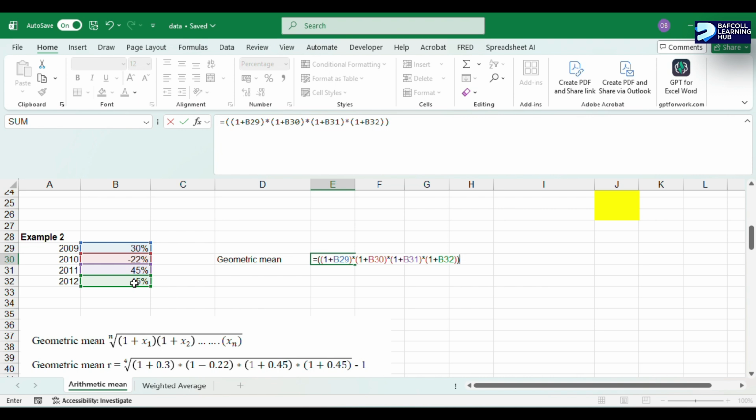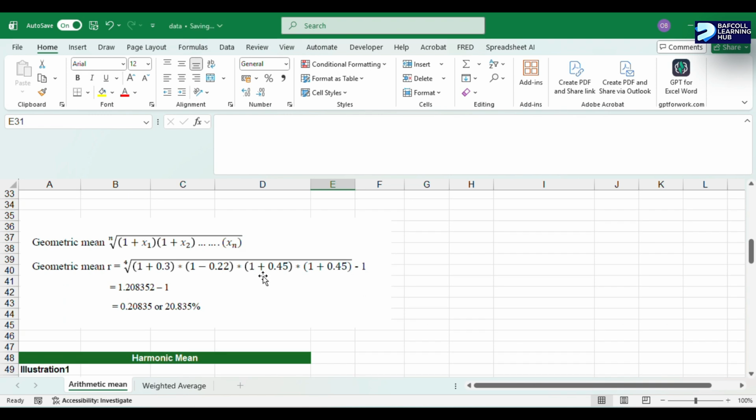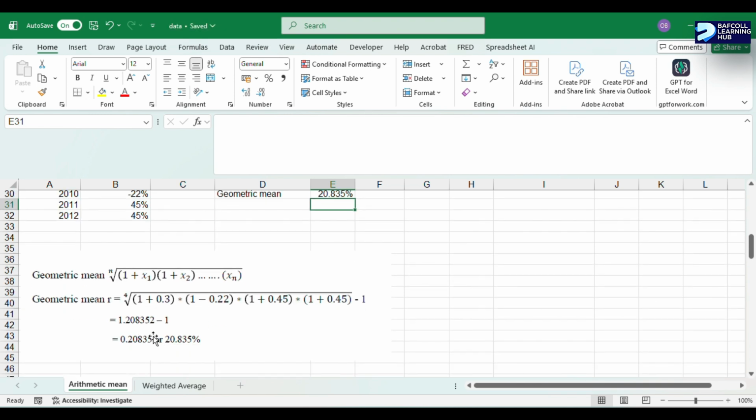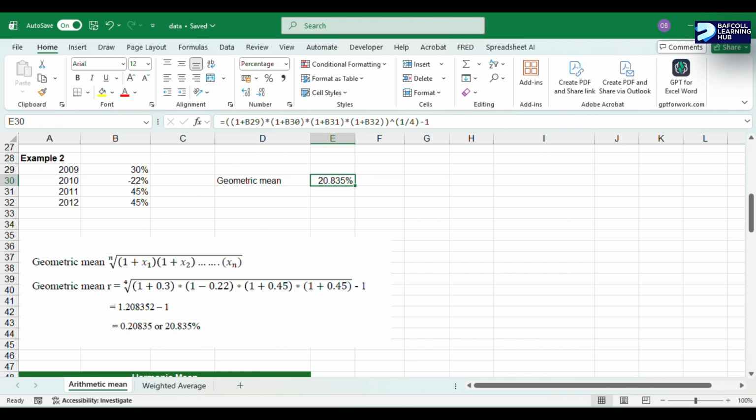Alright, my fourth root, so raised to the power 1 over 4, as I explained in the previous example, minus 1. Alright, so I'm getting 20.837. Let's see if it's correct. Our computation over here, you can see that we are getting 20.835. So 20.835 over here.